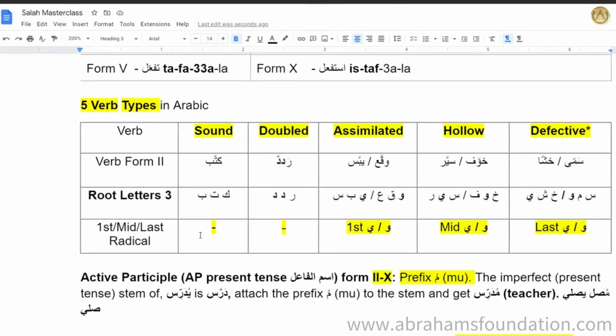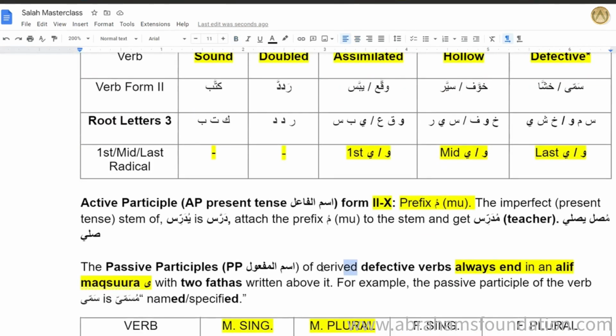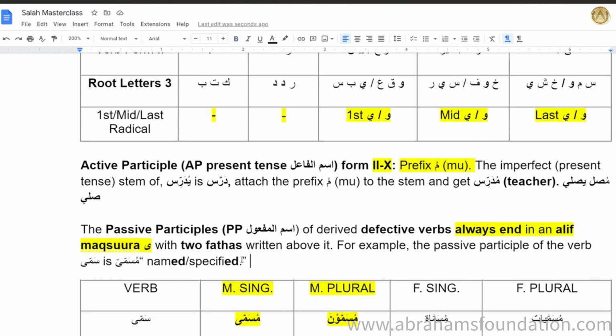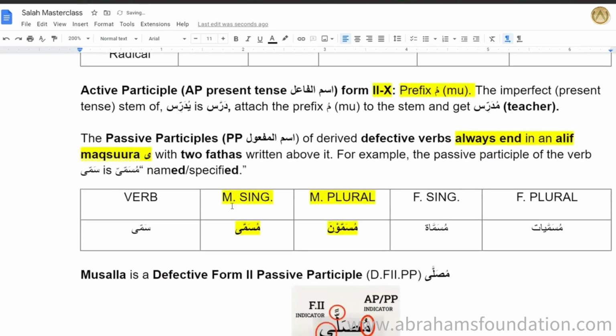This is like the derived past tense in English, the -ed. It's named, specified, and so on. The alif maqsura, it's a past tense. So in other words, if I remove this, when I have the alif maqsura, it's no longer an active participle, it's a passive participle. It's almost the same thing. It's just that the conjugation at the end is past tense. That's all. It's the same concept, all that stuff that I just said, but past tense with the alif maqsura.